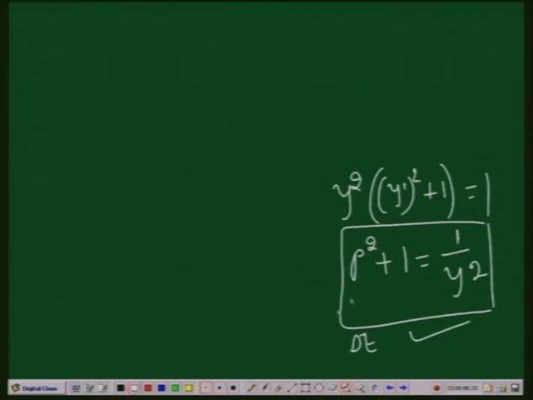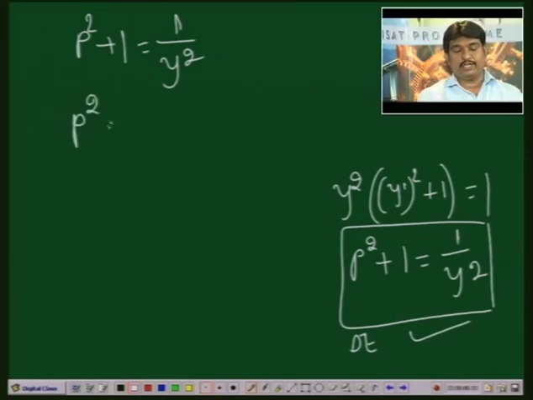Consider this equation, p square plus 1 equals to 1 divided by y square. According to solver for p method, we have to factorize it. We have to find the roots. You can write this as p square equals to 1 by y square minus 1.